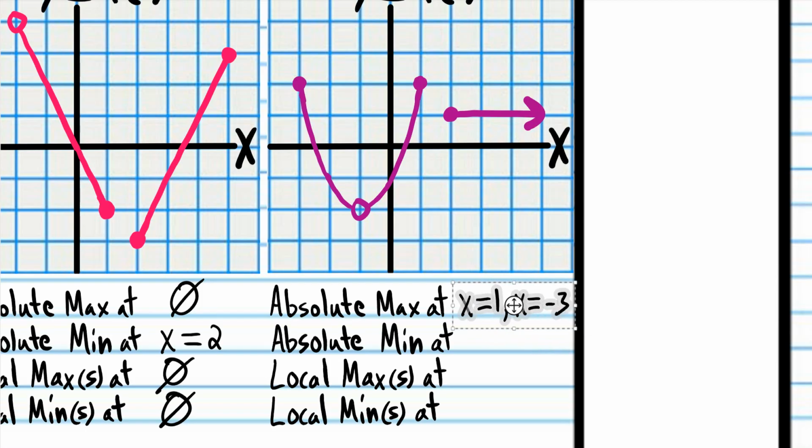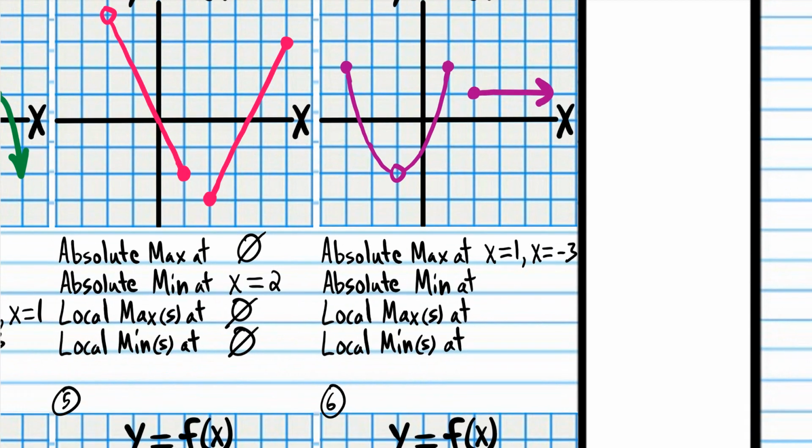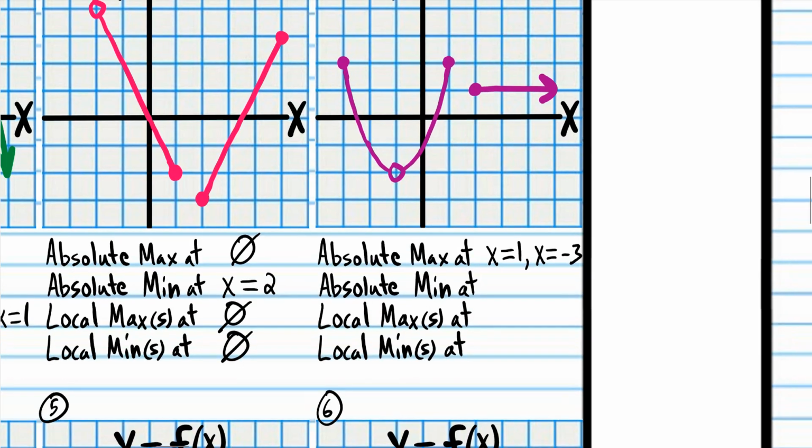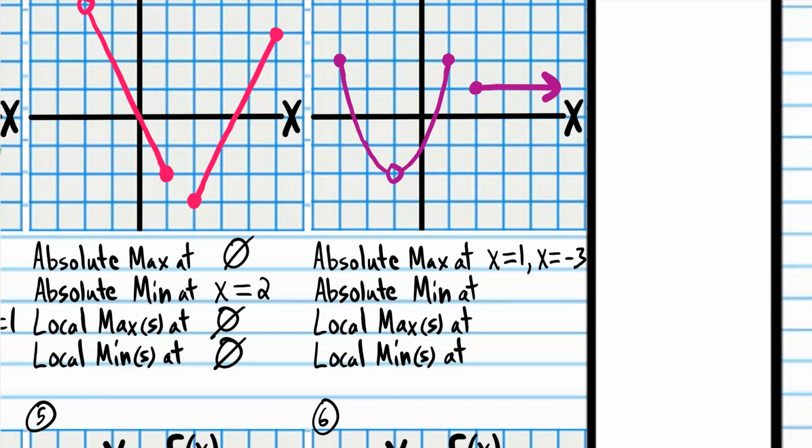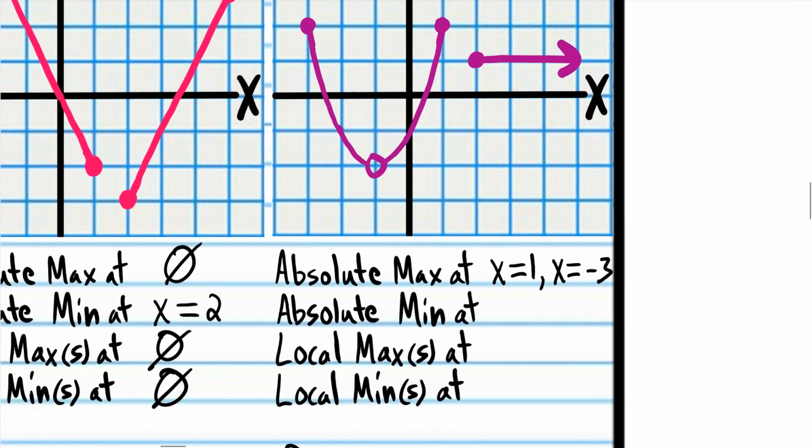Again, it's the same maximum value, but it occurs at two different places. Is there an absolute minimum value? No, there is not, because we have a hole there at the very bottom. If that point were a closed dot, then yes, the y value of that point at the very bottom of the parabola would be the absolute minimum. But since there's a hole there, there is no absolute minimum.